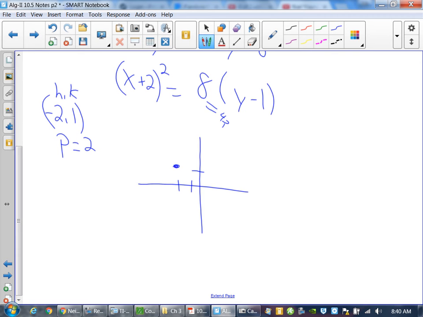There's your center. P-value is up 2. Directrix is down 2. And go from there. You guys can write that out, right?